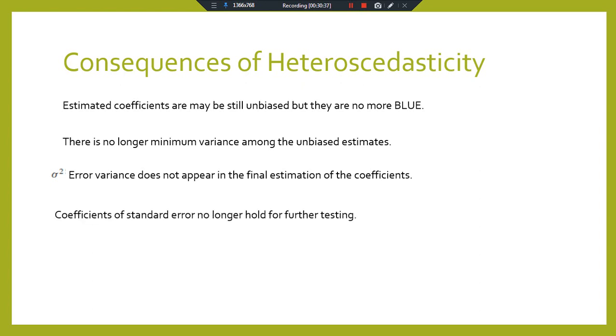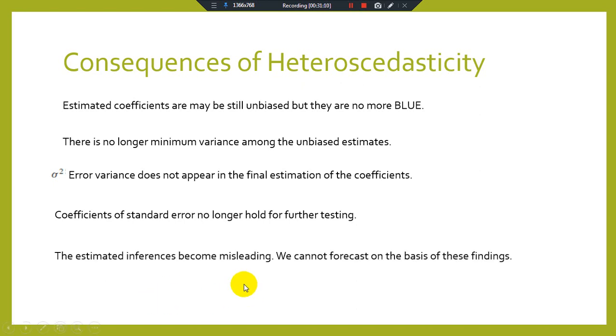The coefficient standard errors no longer hold for further testing. When there is heteroscedasticity, the standard error, which you have to use for the t-test and the F-test, is not a good estimate for them. The estimated inferences become misleading. We cannot forecast on the basis of these findings.